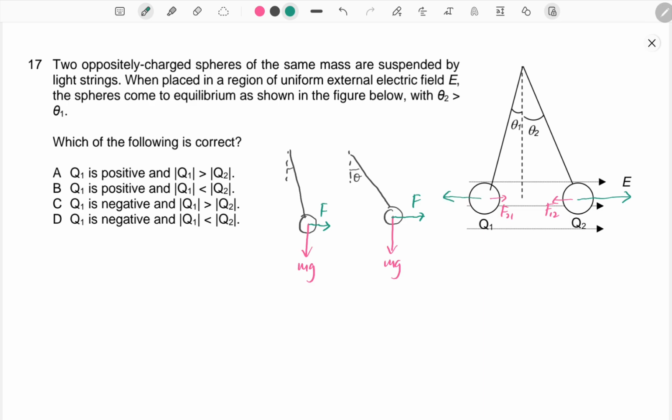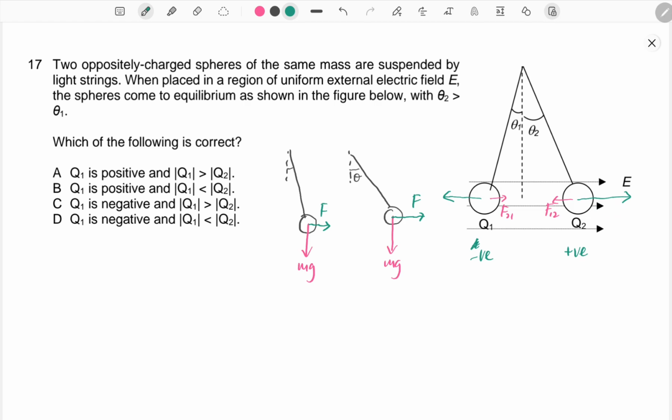So we know that for Q1, the force has to be to the left, and for Q2 to the right. Obviously this force is pulling them apart from each other, and that will mean that Q1 will be negative, sorry, and Q2 has to be positive because the E field is to the right.